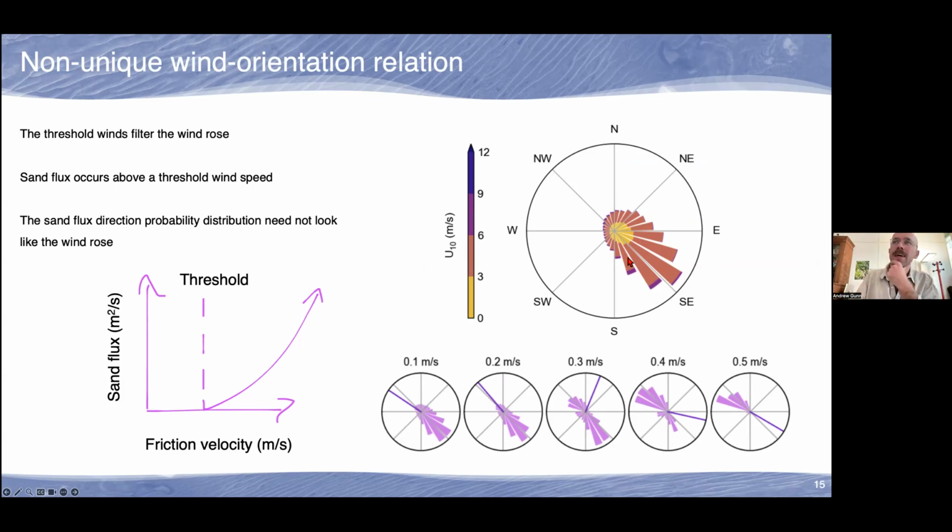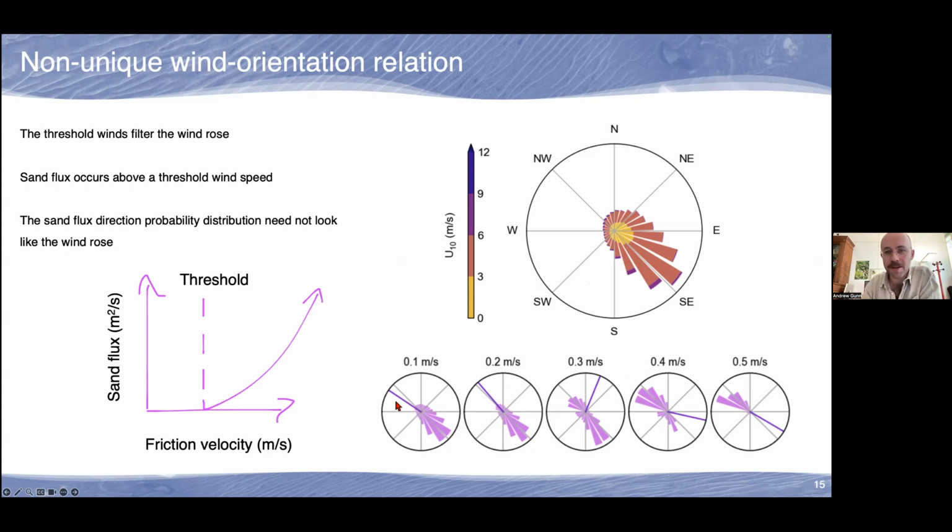And this windrose can be turned into a flux rose by looking at the way that the wind speed or friction velocity is related to sand flux. So we filter this windrose through this relationship, and then we can build a sand flux rose, which is like a probability rose, shown here at the bottom. And as we change the threshold wind speed, the net orientation of the sand flux can vary. And in this particular place, it can vary really substantially.